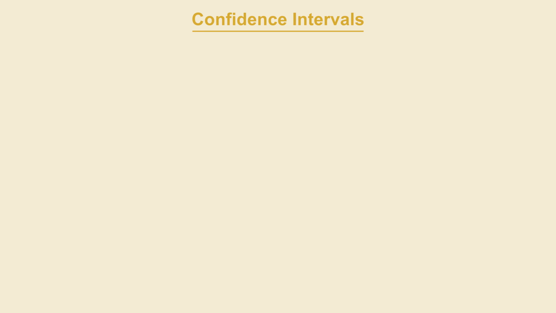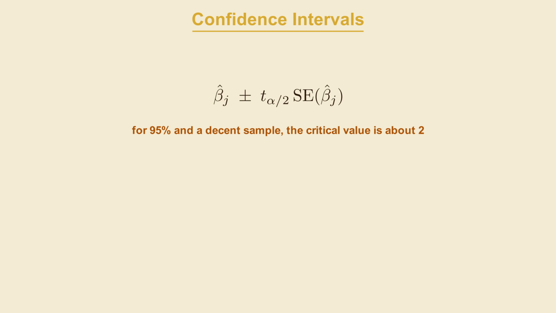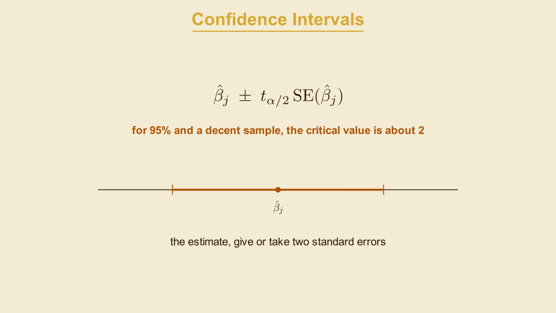There's a second way to say the same thing, and it's often more useful. Instead of just a yes or no on whether the coefficient is zero, we can build a confidence interval around it. The interval is the coefficient plus or minus a critical t-value times the standard error. For a 95% interval and a decent sample size, that critical value is right around 2. So it's roughly the coefficient, give or take 2 standard errors.